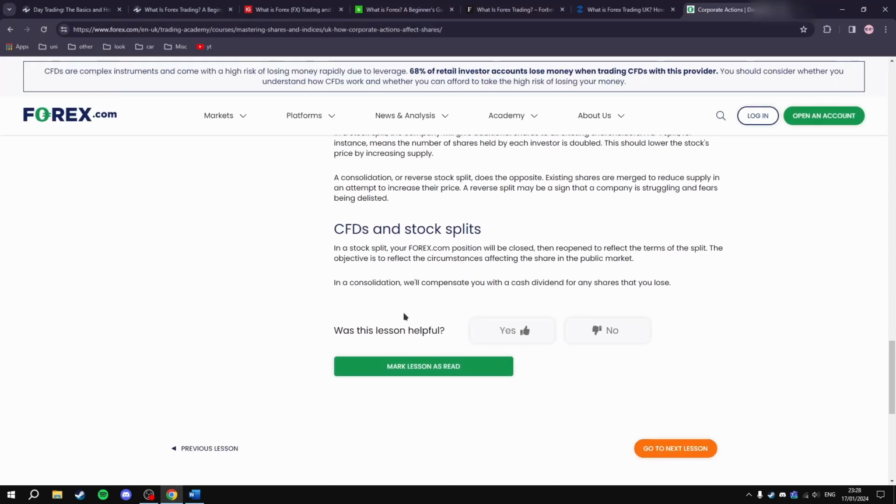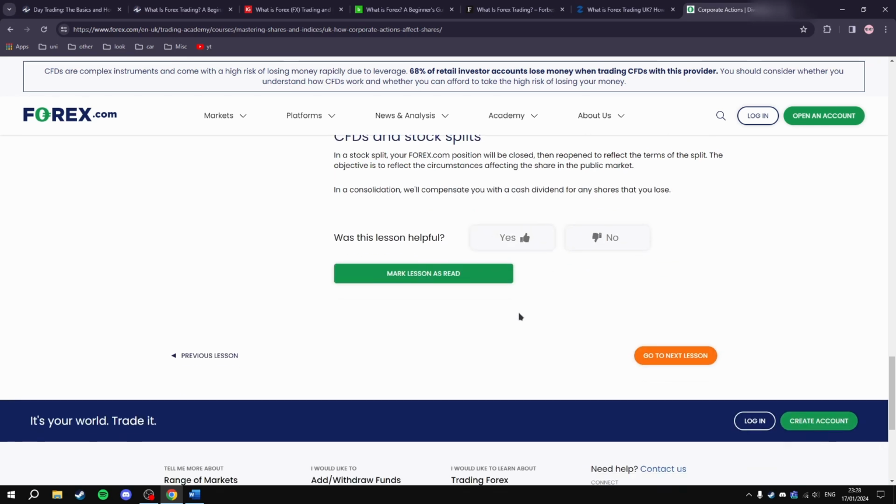CFDs and stock splits. In a stock split, your Forex.com position will be closed, then reopened to reflect the terms of the split. The objective is to reflect the circumstances affecting the share in the public market. In a consolidation, it will compensate you with a cash dividend for any shares that you lose.